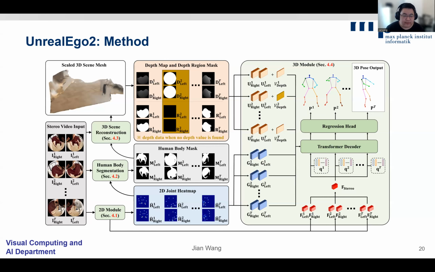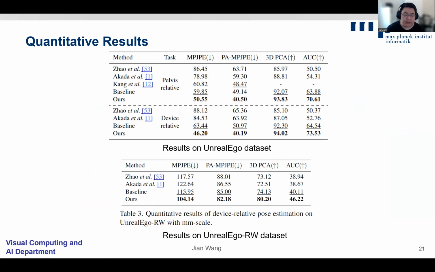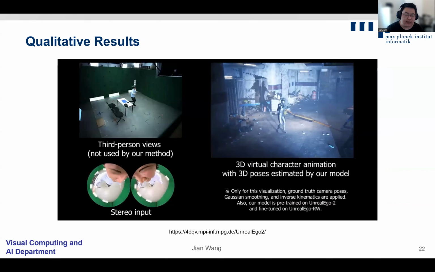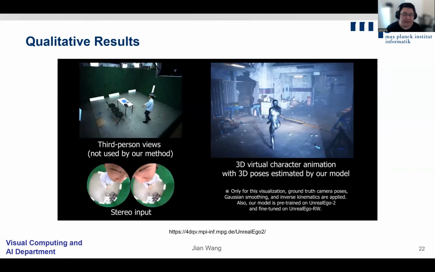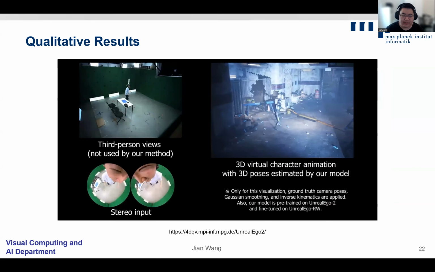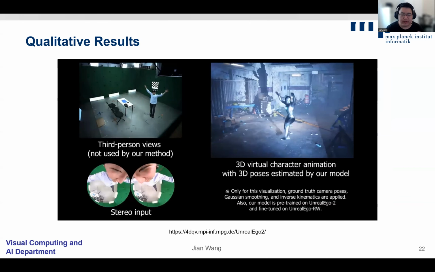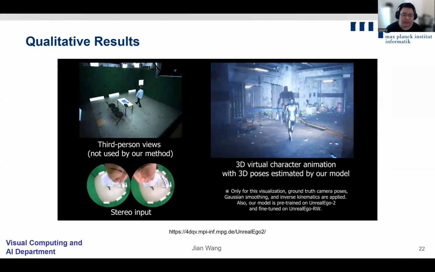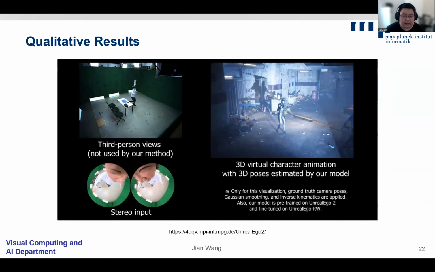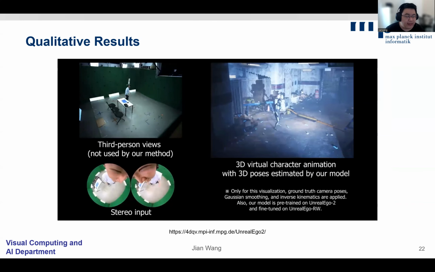So this is the basic framework, and here are some quantitative results. We also outperform all previous methods using stereo cameras. This is also a demonstration: we can wear this stereo camera and do any type of motion. On the right bottom we have the stereo input, and on the right is a 3D virtual character animation with only the 3D poses estimated from our model. You can see the results are quite good.